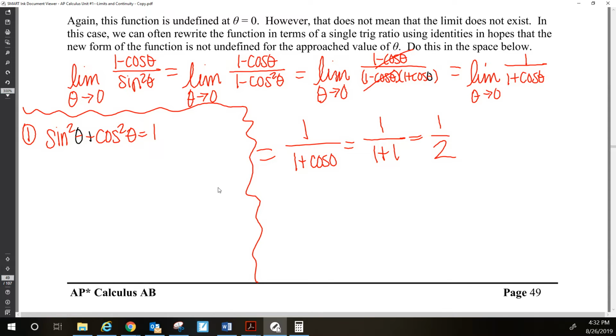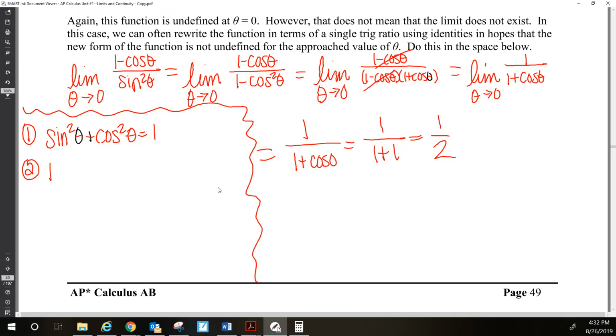That's the one that we used up here. So remember, if I wanted just sine squared theta, I could move the cosine squared theta over, and sine squared theta is actually 1 minus cosine squared theta, which is what I did here. I could do the same thing for cosine squared theta if I moved sine squared theta. So it's really one identity, but you could get 3 identities out of it.